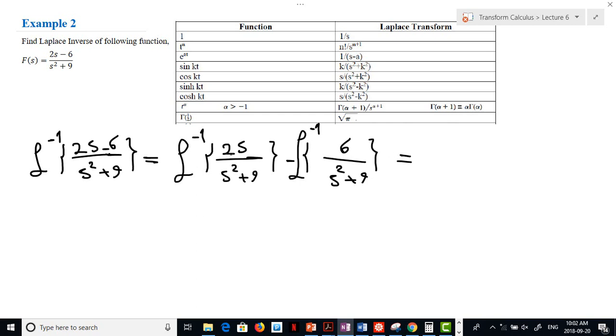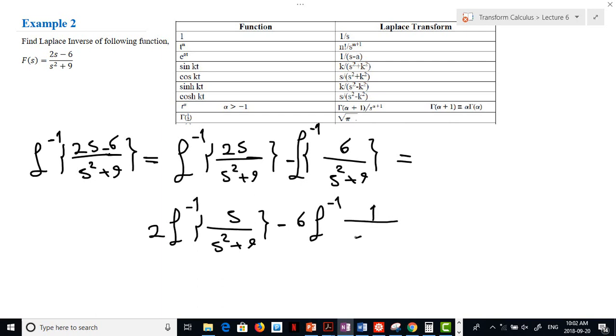So I just factor out 2. So we have 2 Laplace inverse of s over s squared plus 9, and here we have minus 6 Laplace inverse of 1 over s squared plus 9. Now we look at the table. So we want to find the Laplace inverse of s over s squared plus 9. Let's go to the table and see which function is close to this function.